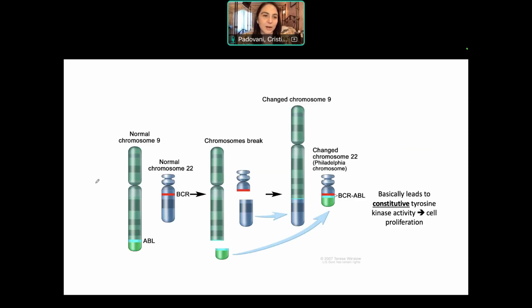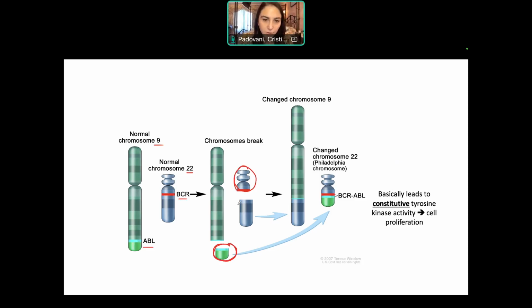Okay, so this is another version of what I tried to do with my hands, right? So here's chromosome 9 with ABL, here's chromosome 22 with BCR. And so what's going to happen is this part that contains ABL, ABL is in this light blue, BCR is in this red. So here's a portion of chromosome 9, and then here is a portion of chromosome 22.